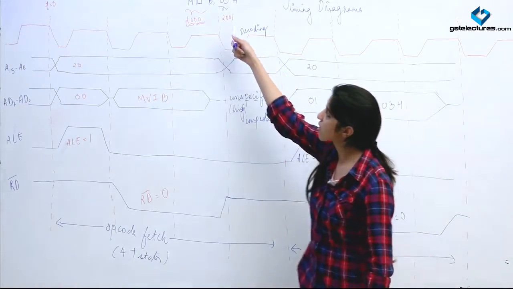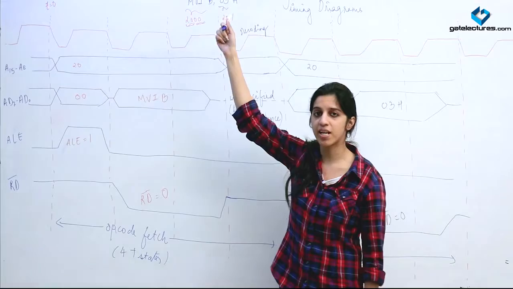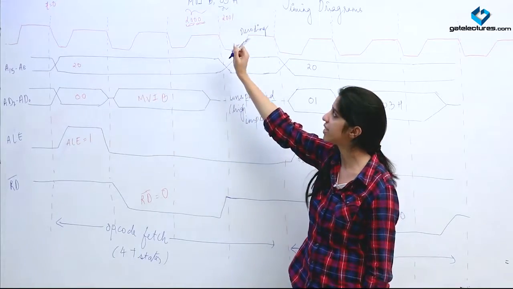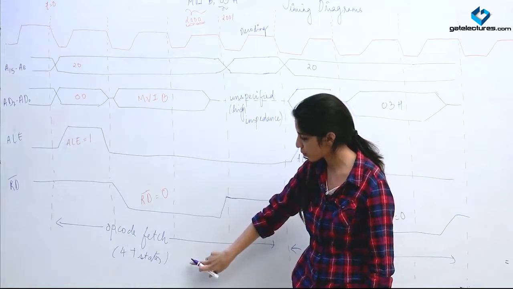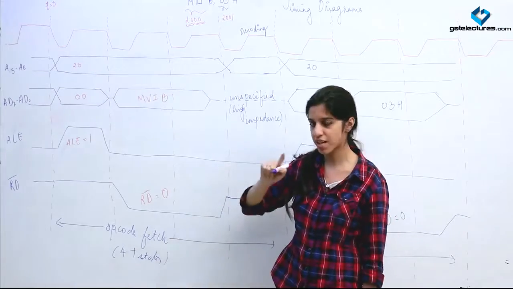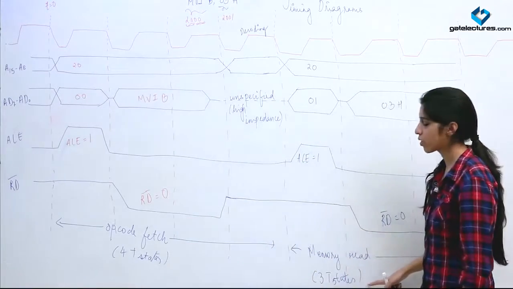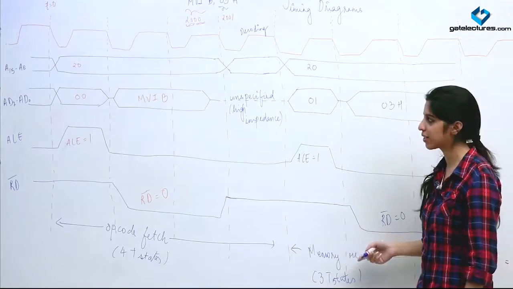So, this instruction MVI B, 03H requires a total number of 7 T states, in which 4 T states are required for 1 machine cycle of opcode fetch and 3 states were required for 1 machine cycle of memory read.